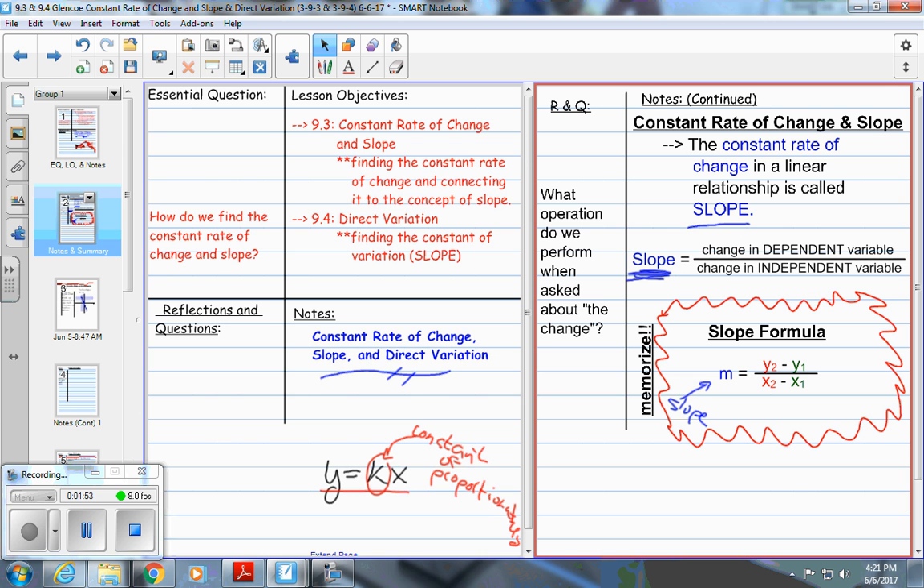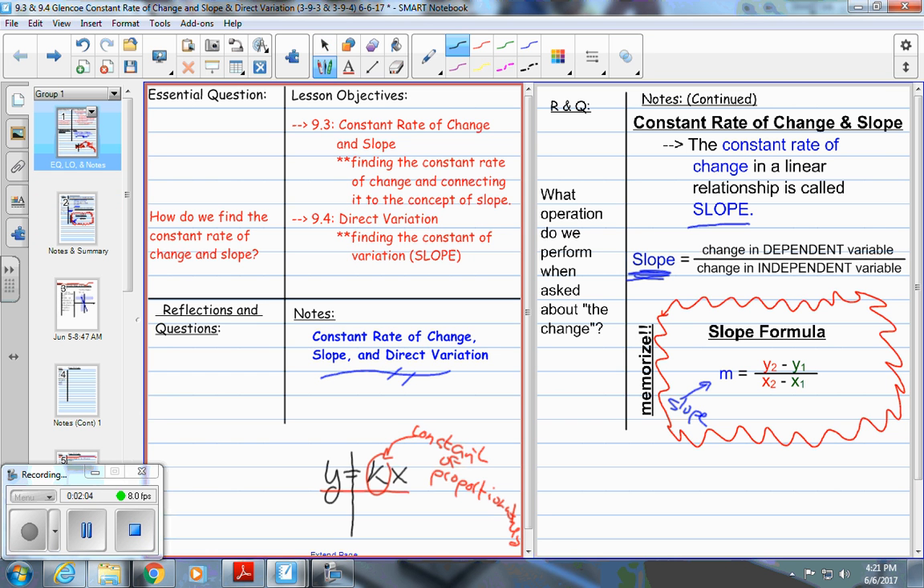So now we're going to look at the change in the dependent variable on the top with the change in the independent variable on the bottom. And why we put that y on the top is when we solve for k here, remember, we had to use the multiplicative inverse, aka divide by x, which means k equals y over x. The dependent is on the top, and the independent, the x, is on the bottom.